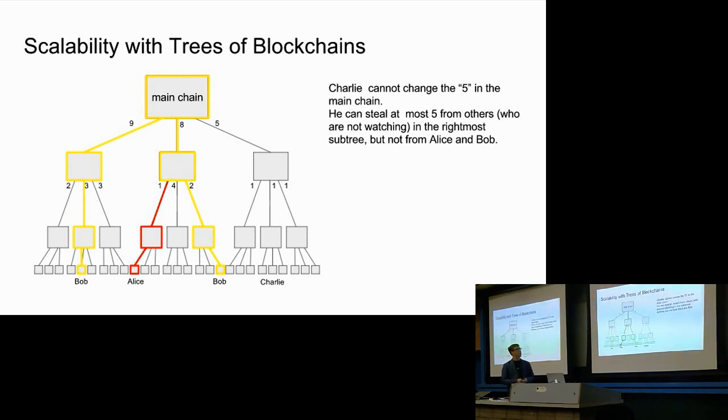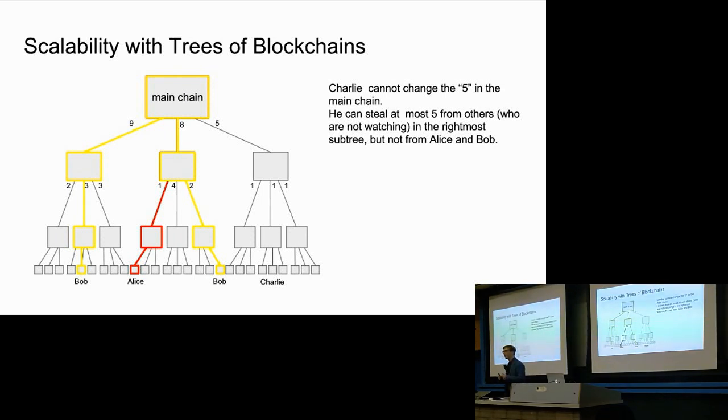But that's also something you have to realize. So regardless of how you implement this mechanism, if Charlie controls these chains here, then he is able to steal these 5 tokens from all the other persons, because we assume that only the main chain is secure. So if Charlie tries to move 5 tokens into the main chain, even though he doesn't really legitimately have them, he will be able to do that. So he can steal from other people.